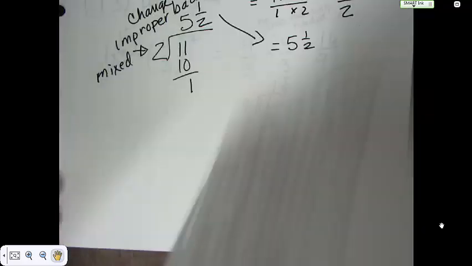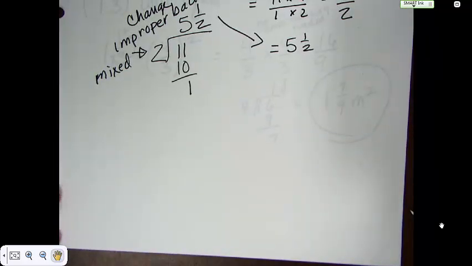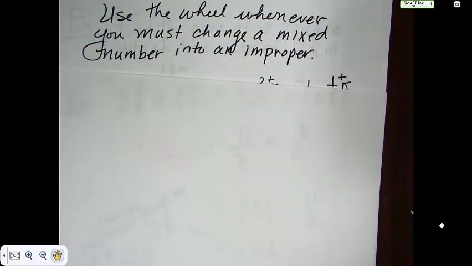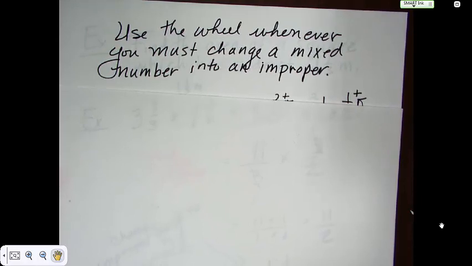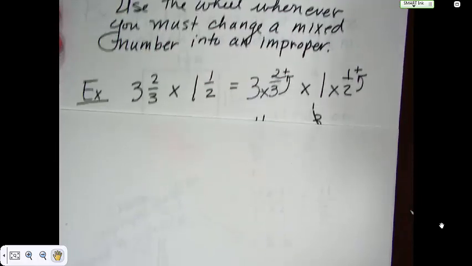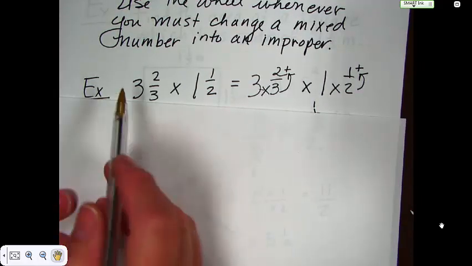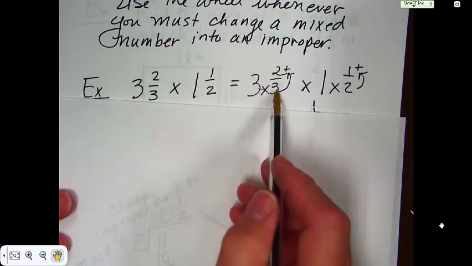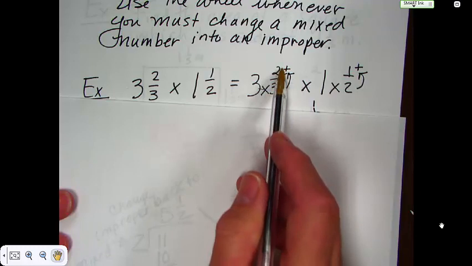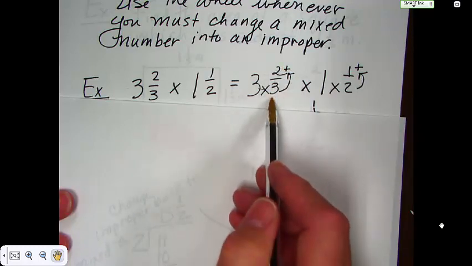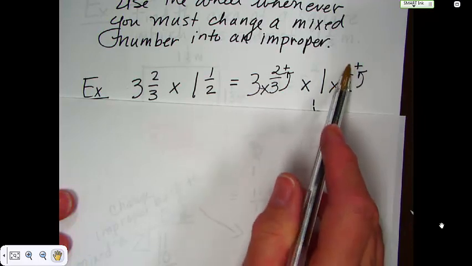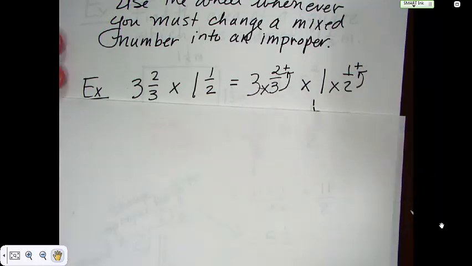Okay? So, you use the wheel whenever you have to change a mixed number into an improper fraction. Always use the wheel. Okay, so there's an example. You have 3 2/3 times 1 1/2. 3 times 3 is 9 plus 2 is 11, and you're going to put it over 3. 1 times 2 is 2 plus 1 is 3, and that's over 2, so you have 3/2.